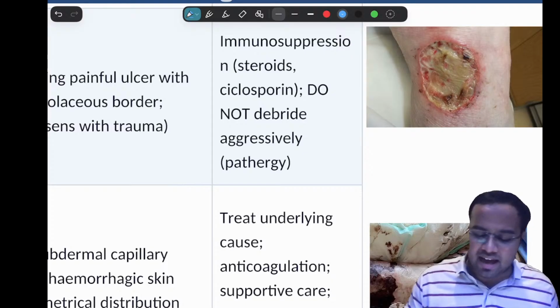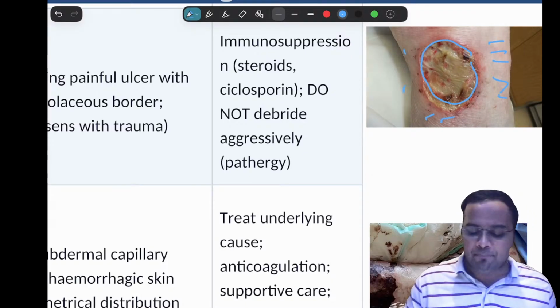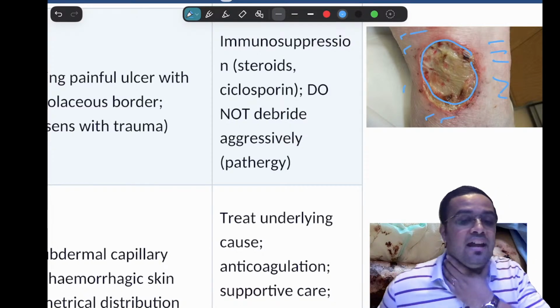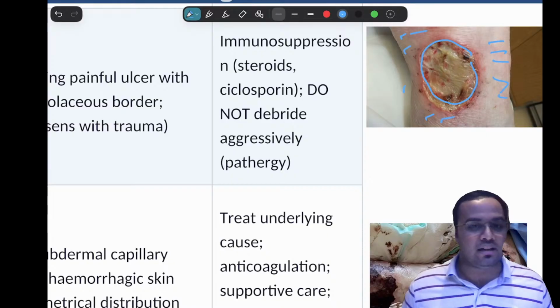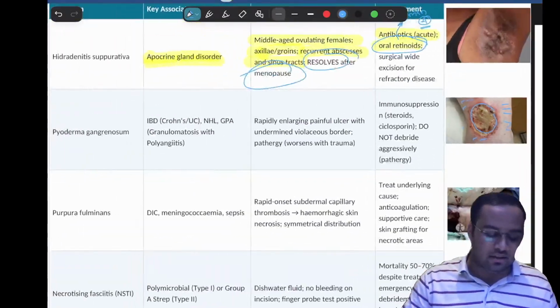You can see that the margins are proper. They are just having some erythema. The rest of the skin appears to be absolutely normal. And one important history the patient gave was an episode of melaena. So when the patient was actually checked for her GI tract, it was found out that the patient had something called Crohn's disease.